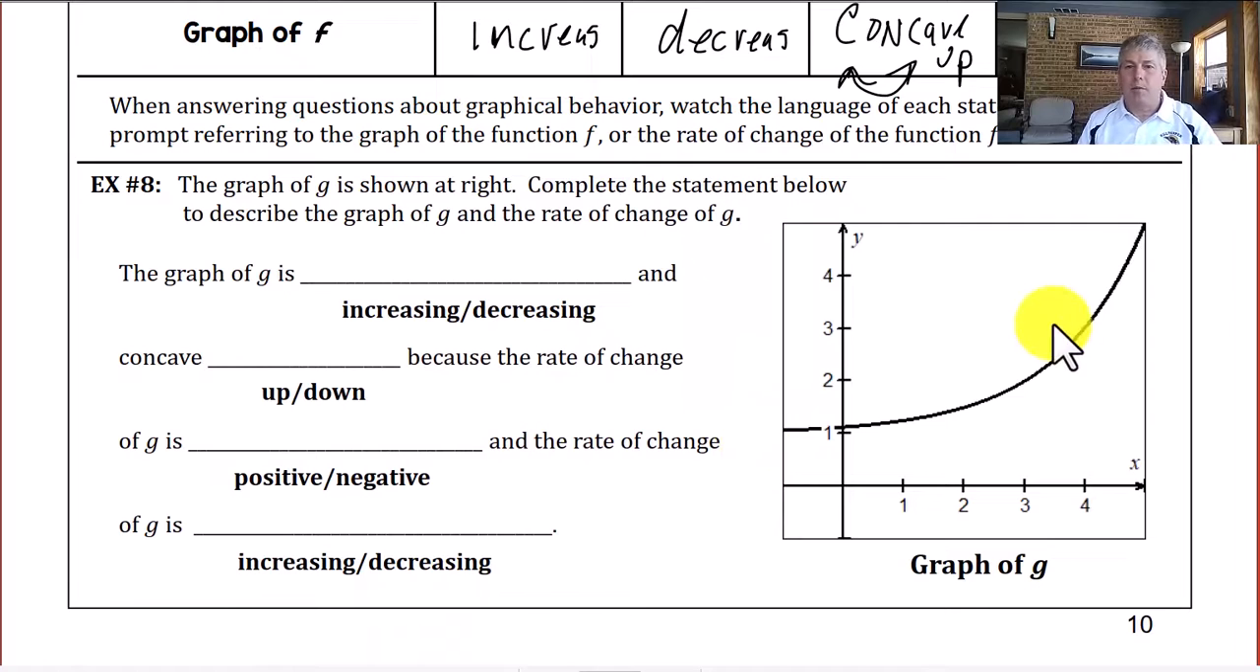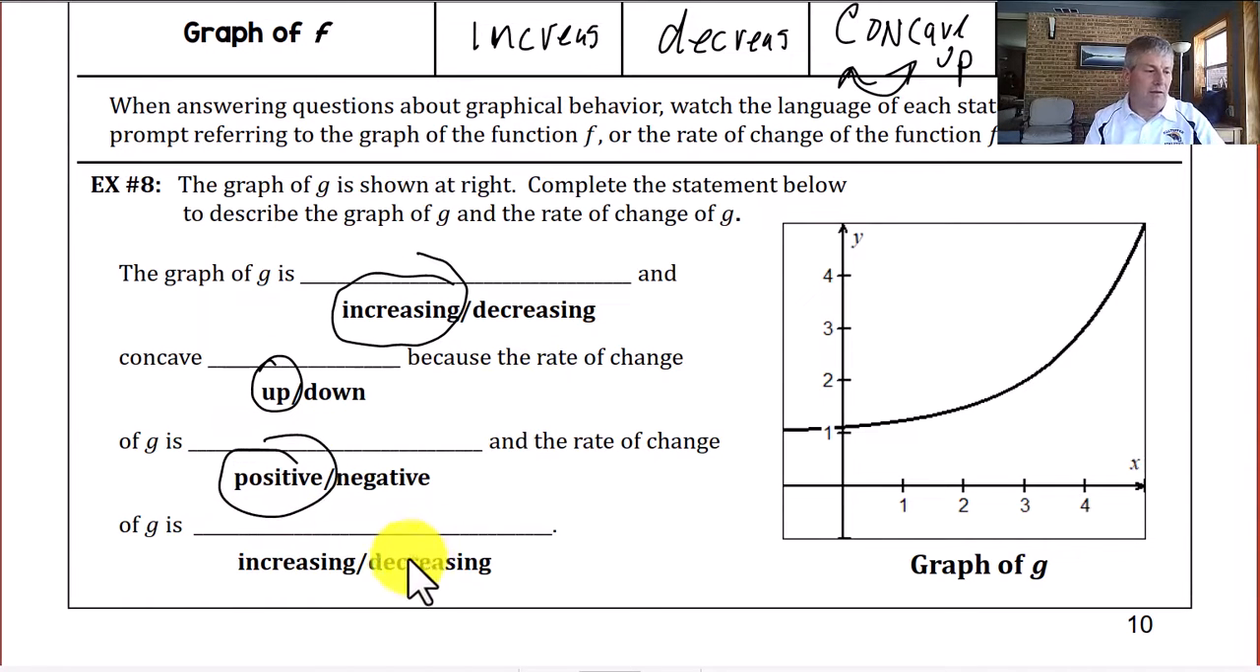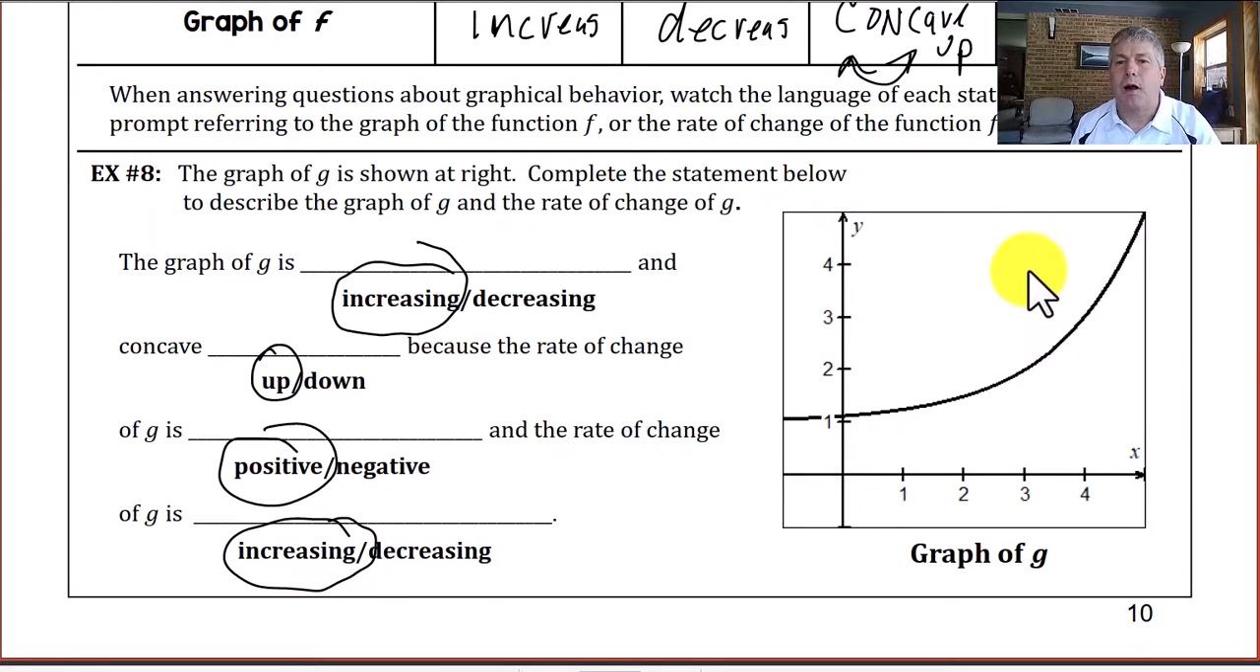In sample 8 here, we've got a graph at the right. The graph is increasing and concave up because the rate of change is positive and g is increasing. And that wraps up our introduction to instantaneous rate of change and the tangent line. And we'll get some more practice with this when I see you in class.